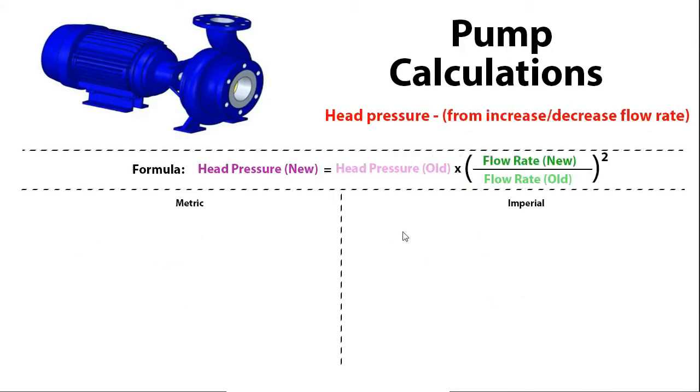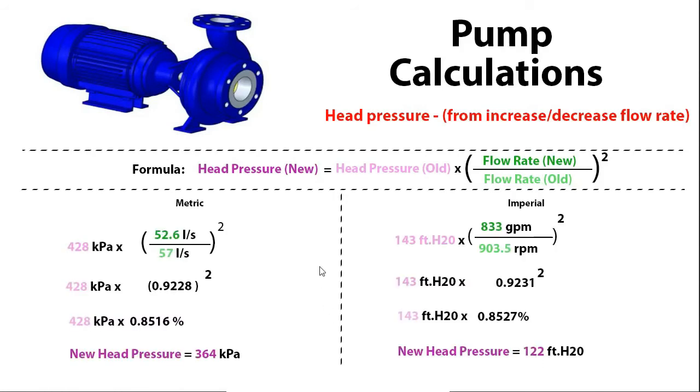The next one we'll look at is also head pressure, and that will be how to calculate this should you increase or decrease the flow rate. We can use this formula here to calculate that. The new head pressure is equal to the old head pressure multiplied by the new flow rate divided by the old flow rate, and make sure you square the number you get from this division as well. So if we drop some of the numbers in there, we can see how this plays out.